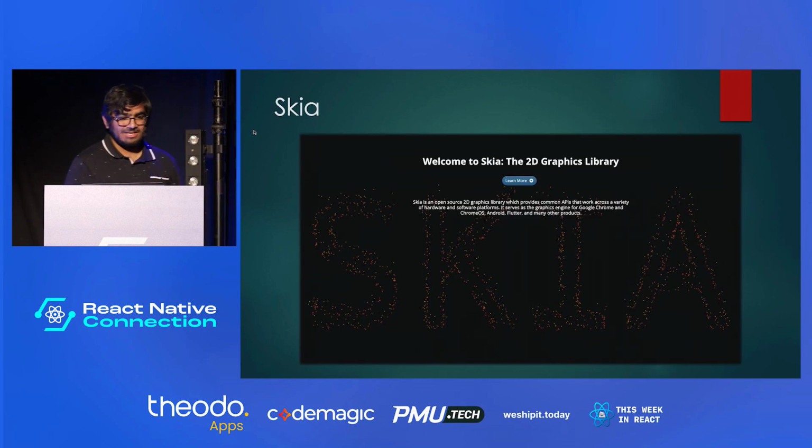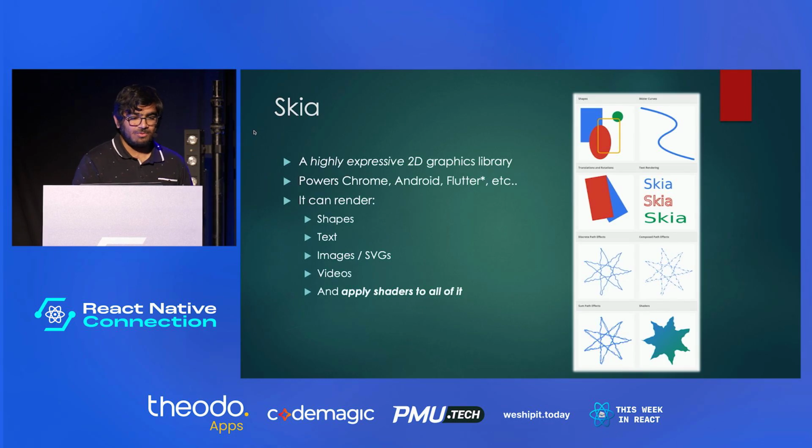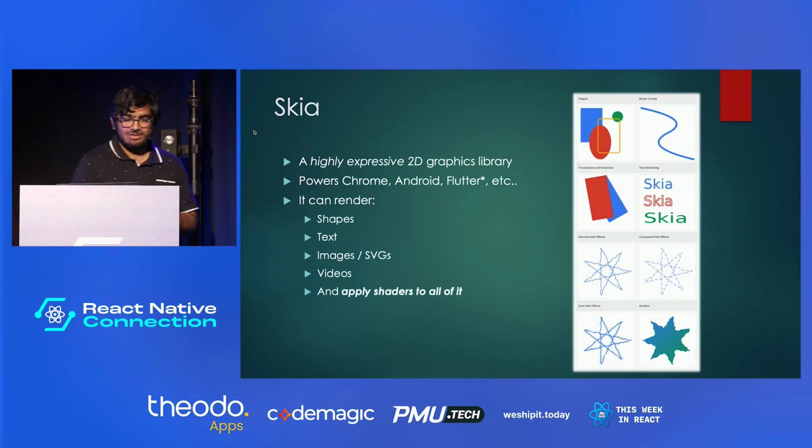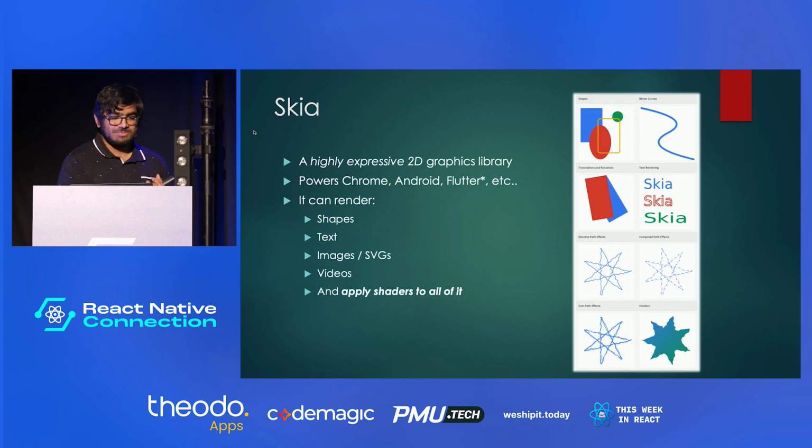So Skia is a 2D graphics library that Google wrote. It is older than WebGPU, and it is what powers Google Chrome, all the system native views in Android. It powered Flutter for a while before Flutter switched to their own rendering engine. And you can do things like render shapes, render text, render SVGs, you can render videos. And then for all of those things I mentioned, you can apply a shader to all of them.